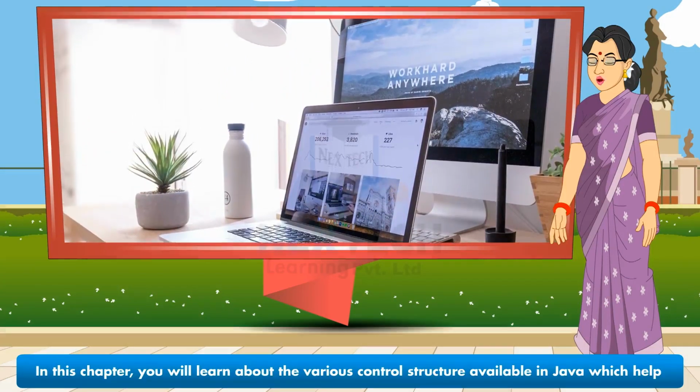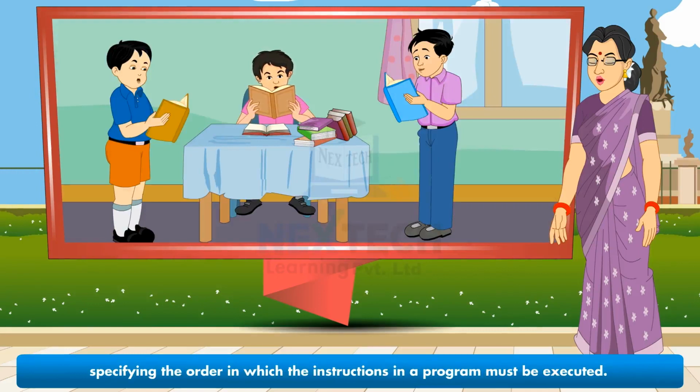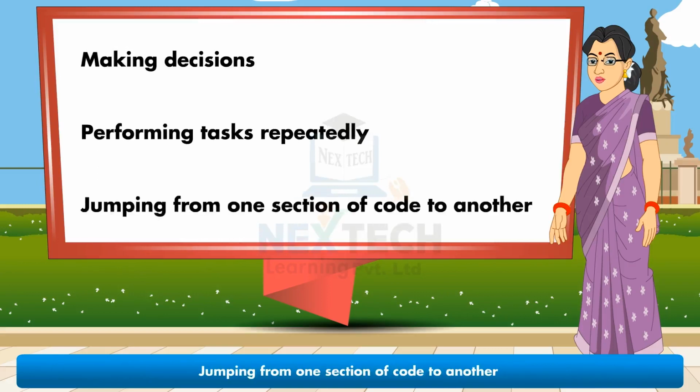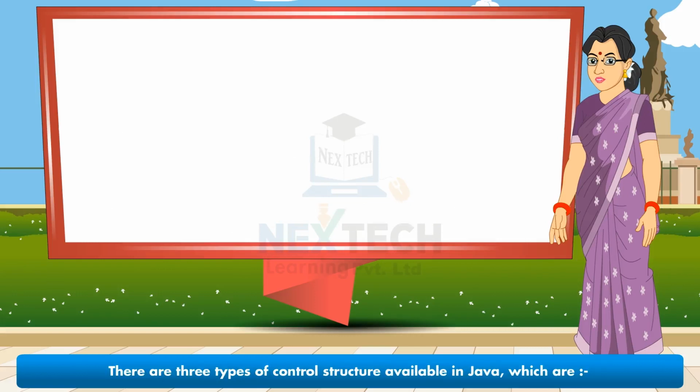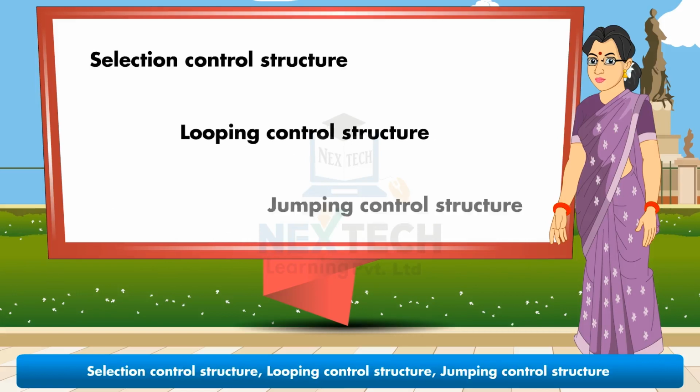In this chapter, you will learn about the various control structures available in Java, which help in specifying the order in which the instructions in a program must be executed. The control structure helps the computer in making decisions, performing tasks repeatedly, and jumping from one section of code to another. There are three types of control structure available in Java, which are selection control structure, looping control structure, and jumping control structure.